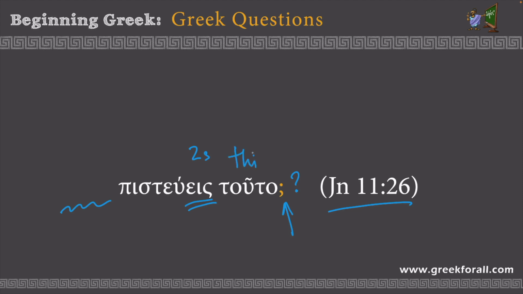Touto is a demonstrative pronoun, which means this. So literally, it means you believe this. But because we have a question, we need to transform this sentence into a question. And we receive, do you believe this? And as I said, it is a yes-no question. It expects an answer, yes, I do believe this, or no, I do not believe this. So, do you believe this?